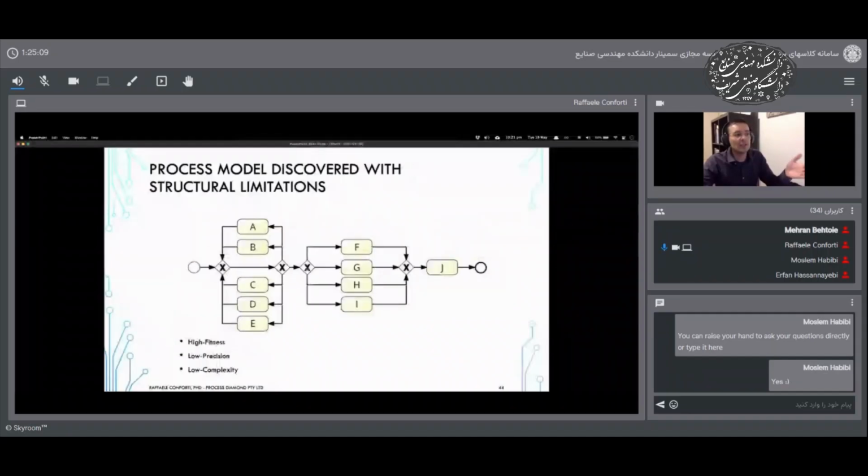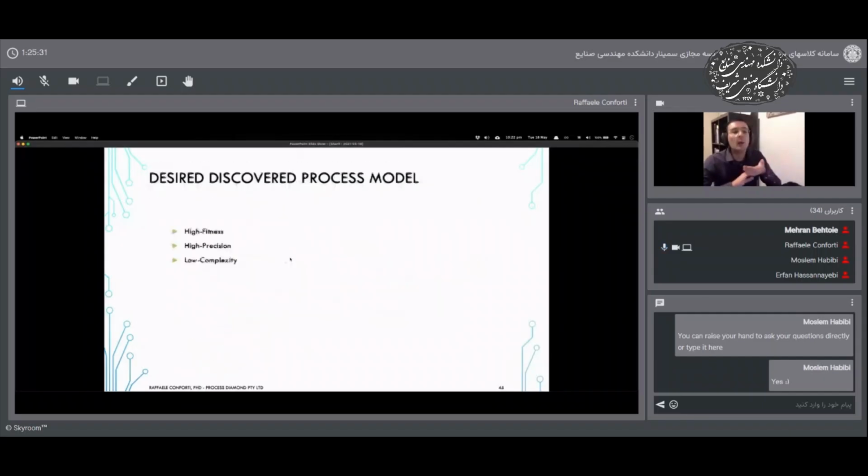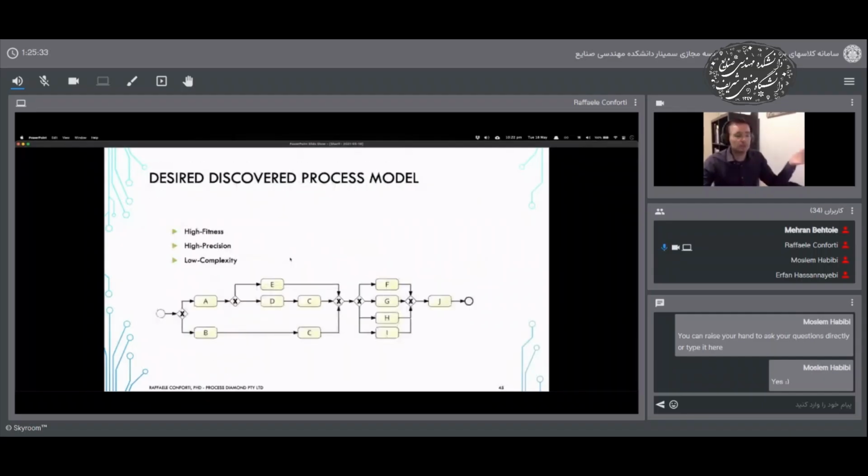The problem of models of this type is that they may have a high fitness and a low complexity, but they're also highly imprecise, so they have a low precision. Because in order to guarantee this structuredness, we pay the price of allowing a lot of unnecessary behavior. Ideally, what we would like to have is a model that has high fitness, high precision, and low complexity.